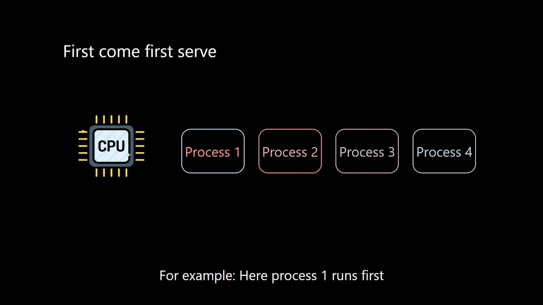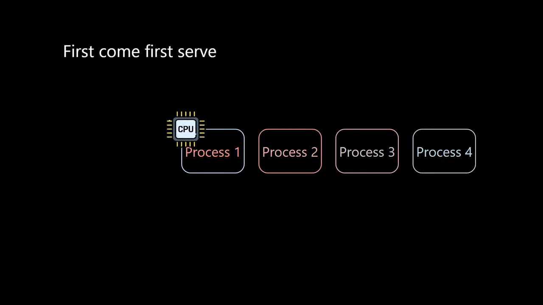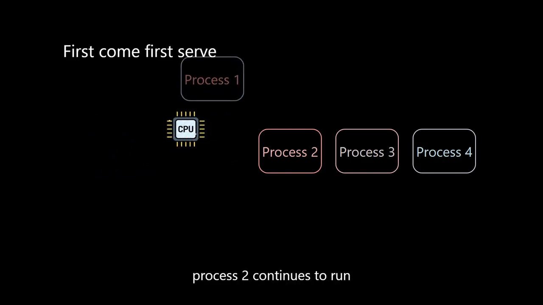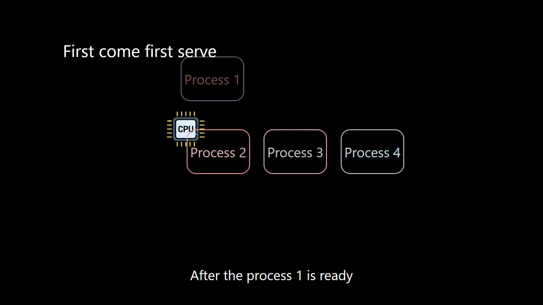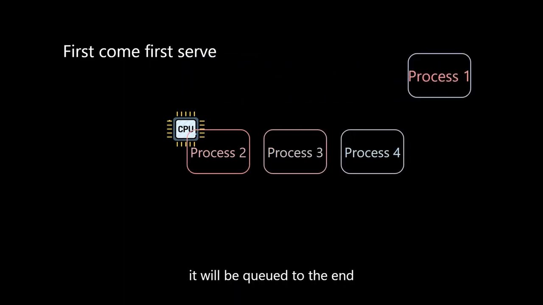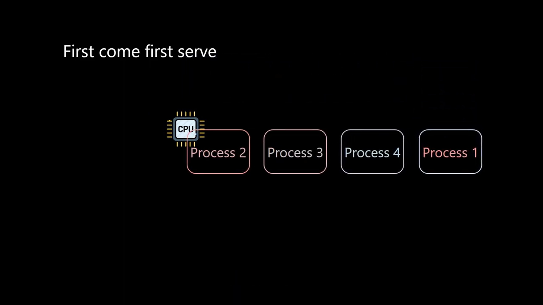For example, here process 1 runs first until it blocks. Process 2 continues to run. After process 1 is ready, it will be queued at the end. However, this approach is obviously problematic.